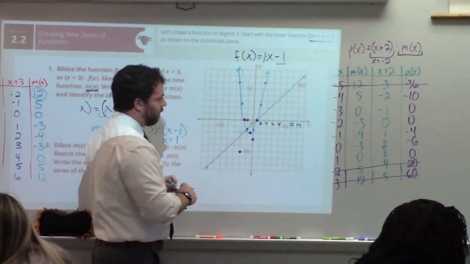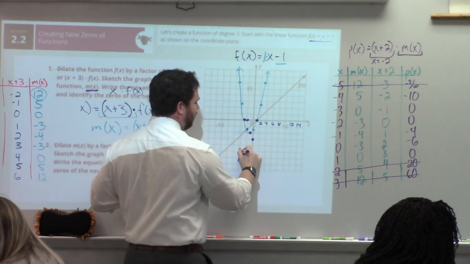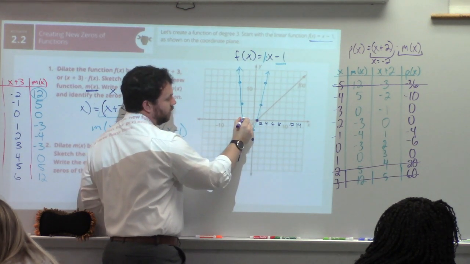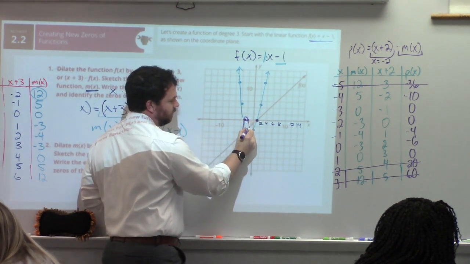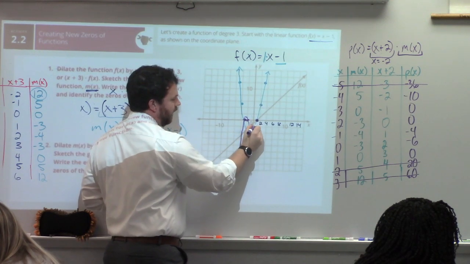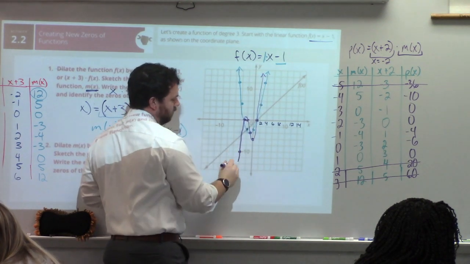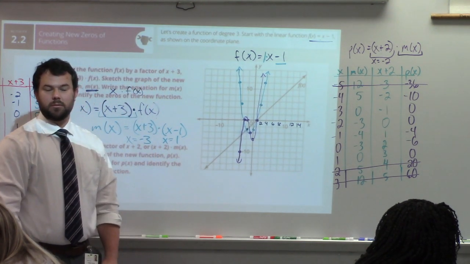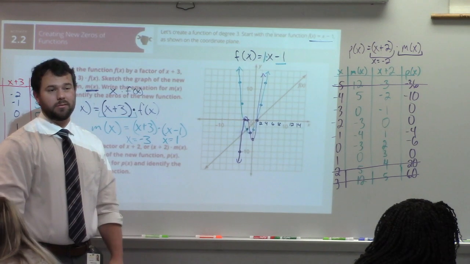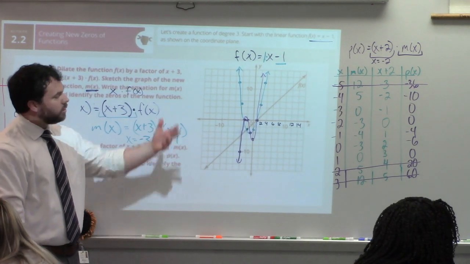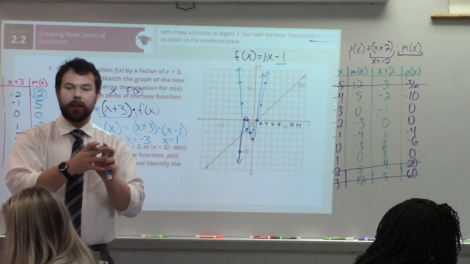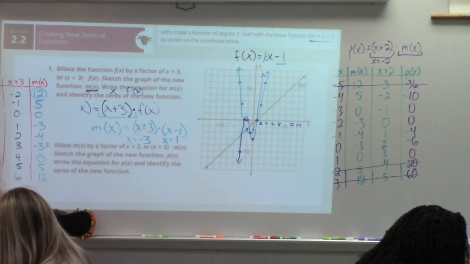I don't know perfectly what everything will look like, but I can use that information where it's increasing, and it's going to have to be a quick turnaround. It's going to decrease, another quick turnaround, and increase. You think that graph is perfect? No. Is it close, probably? Yeah. Notice I'm using the zeros and going around the zeros to figure out where it's increasing, decreasing, and then increasing again.